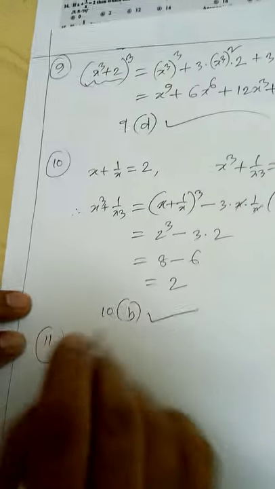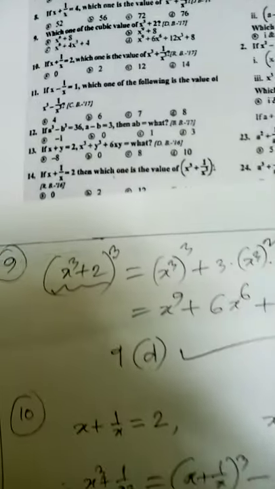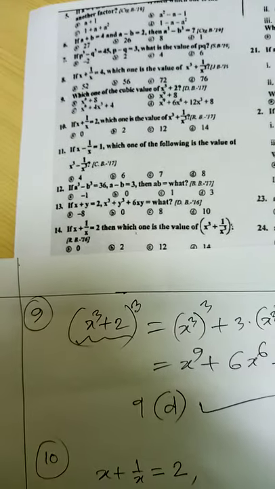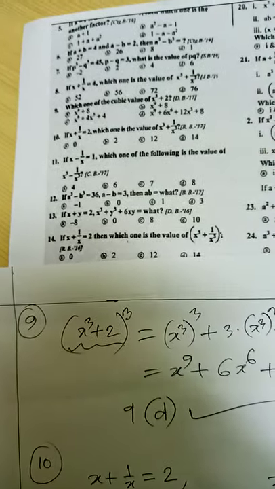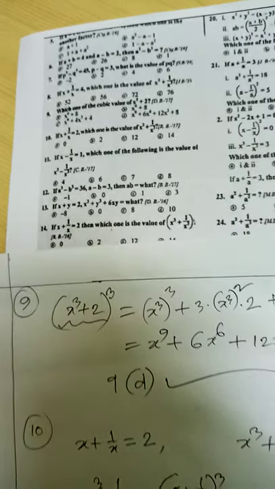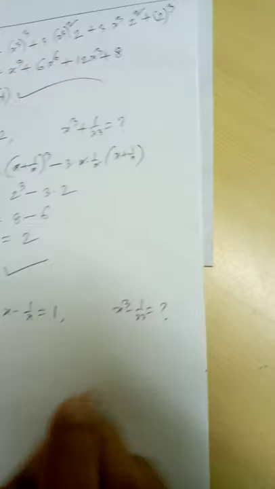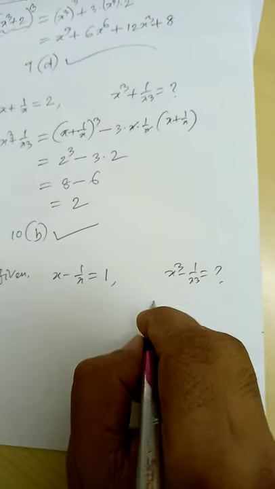Question number 11. What is given? Given x minus 1 by x equal to 1. Then what is the value of x cube minus 1 by x cube equal to what? So we can start here. x cube minus 1 by x cube equal to what?